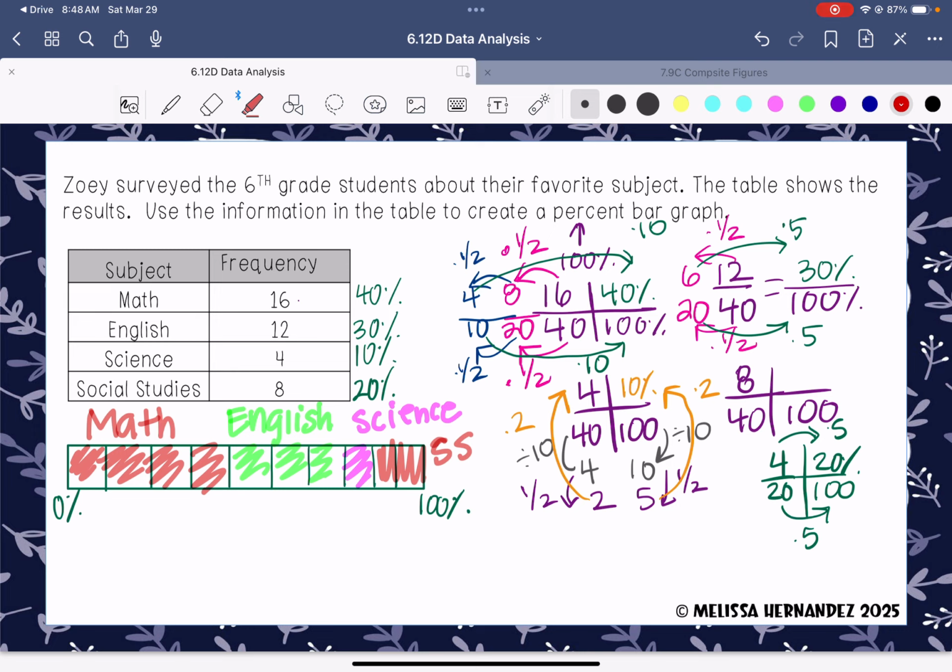Okay, so hopefully this helped you creating a percent bar graph, I mean.